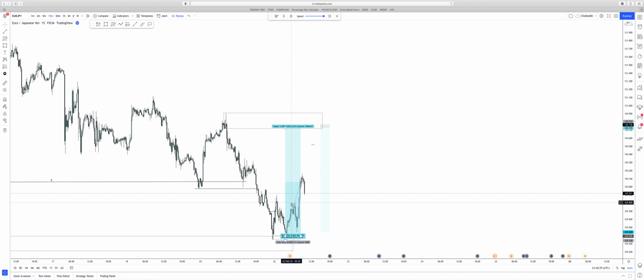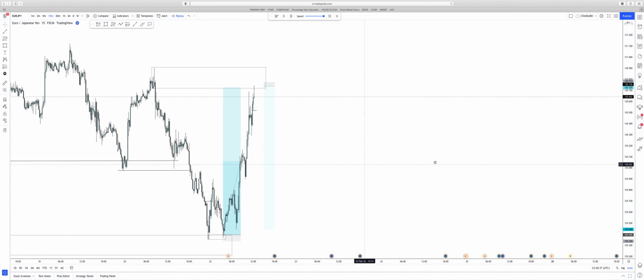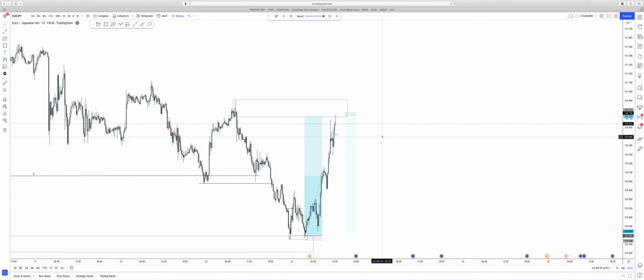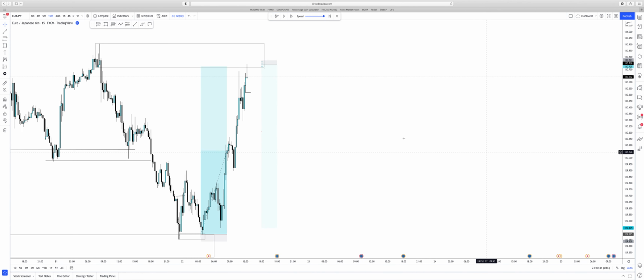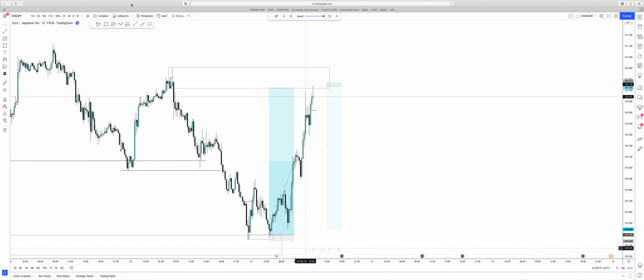So if you had missed the entry here, you had another entry here. But as I said, if I don't get the first entry, I just can't enter somewhere else. I don't like scaling in. It causes me too much stress and anxiety. So I'm very stubborn with how I trade. These are my rules and this is what I do.